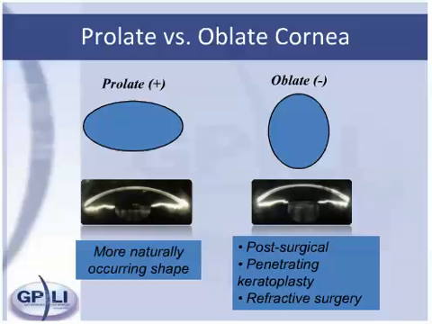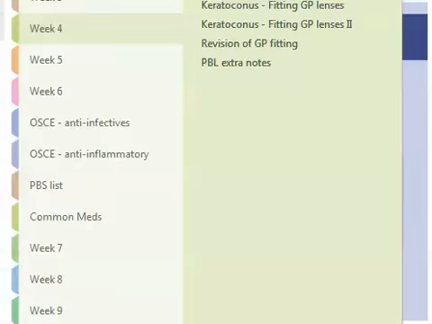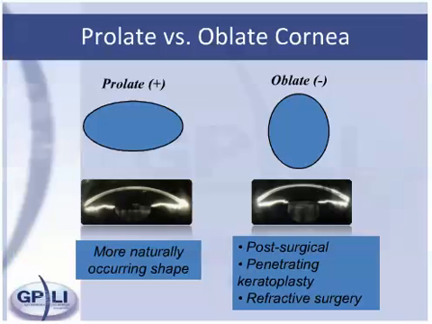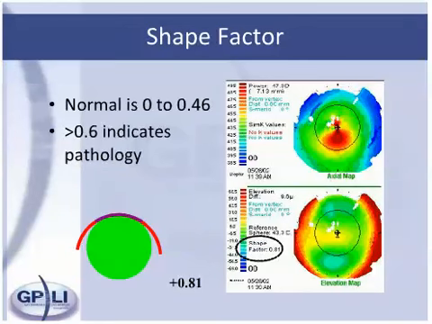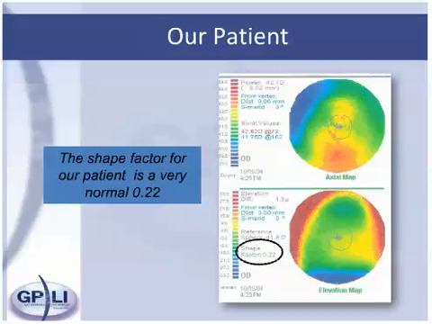Naturally occurring eyes are all prolate. Oblate eyes are post-surgical, such as penetrating keratoplasty or refractive surgery. A normal shape factor is anything less than 0.46. Anything greater than 0.6 indicates that it might be a pathological cornea. Our patient has a shape factor of 0.22. That is a very normal shape factor.